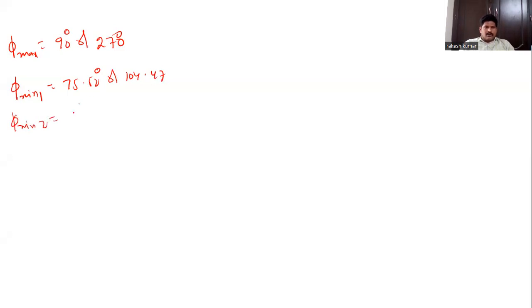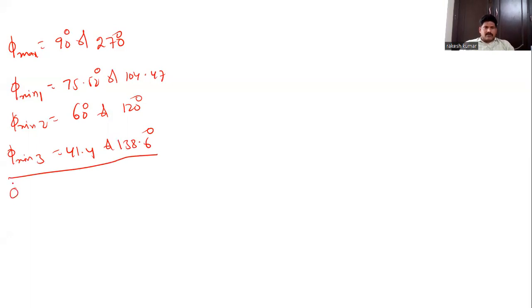Okay, now write all the values once here, whatever you have calculated. So phi max or theta max we are getting at 90 degrees and 270 degrees. Phi minimum 1 we are getting at 75.52 degrees and 104.47 degrees. Phi minimum 2 we are getting at 60 degrees and 120 degrees. Phi minimum 3 we are getting at 41.4 degrees and 138.6 degrees.